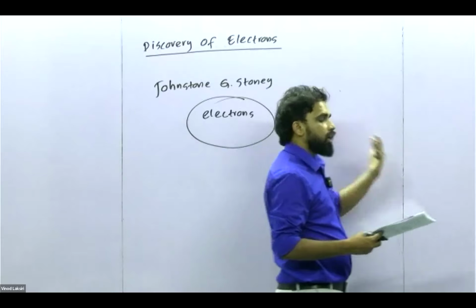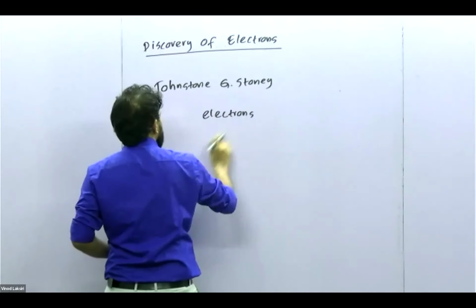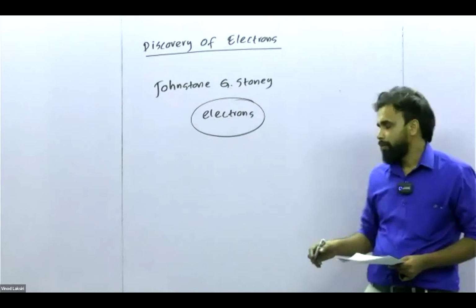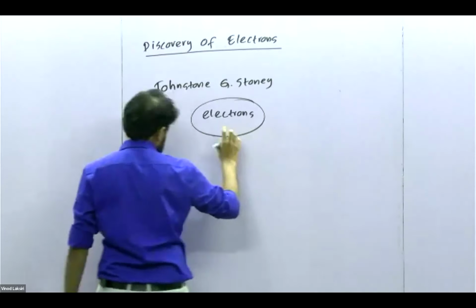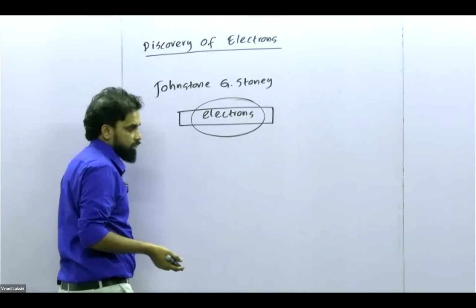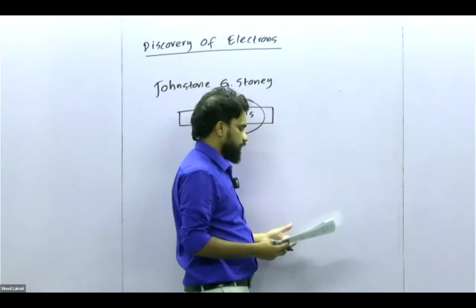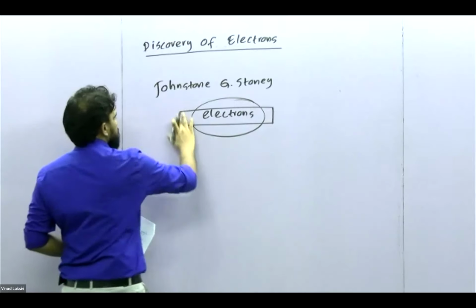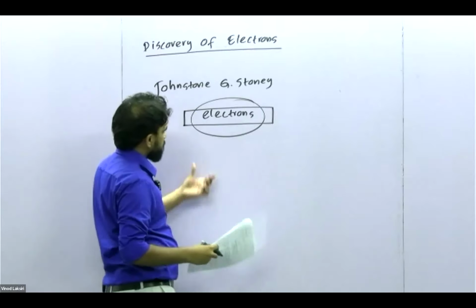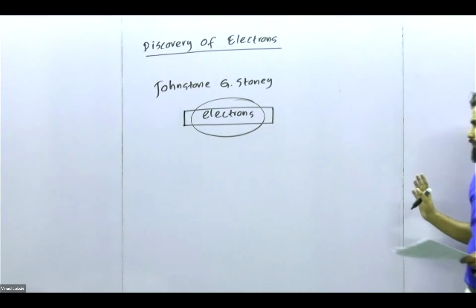That means Johnstone G. Stoney stated that the current flows by means of electrons. He simply thought the current is carried by electrons, right? But he did not prove the existence of this electron experimentally. This is just a statement: current is carried by electrons. But in science, when some factor is found, we have to prove it by using some experiment, right? But experimentally, Stoney did not prove the existence of these electrons.